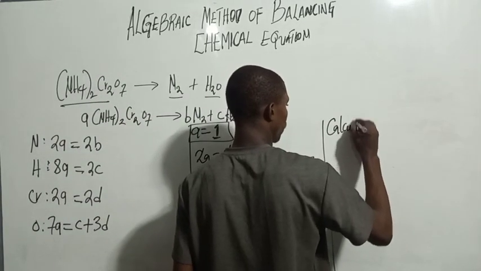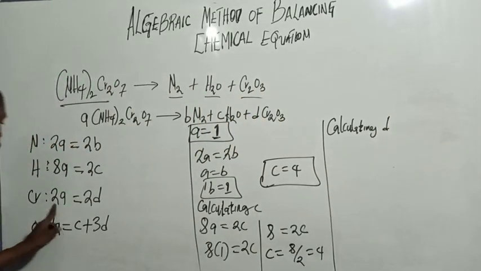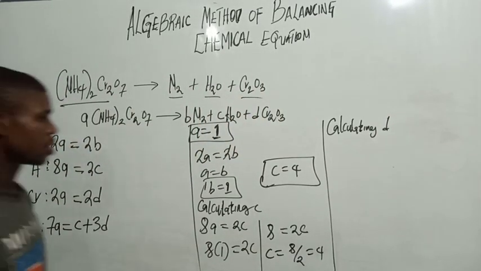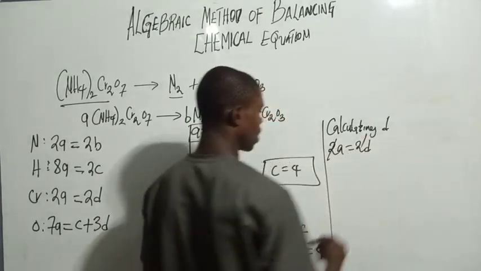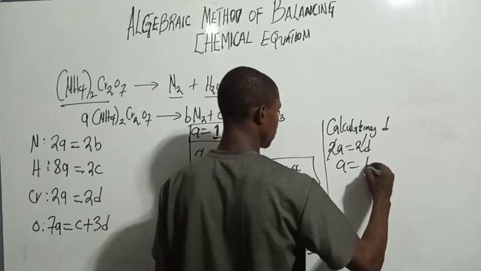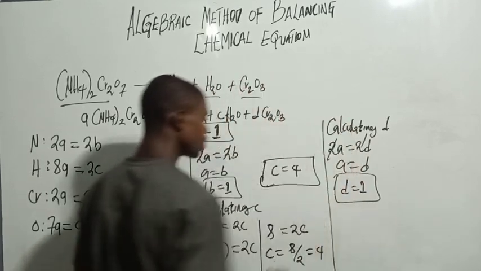Calculating D. What happened? 2A equals to 2D. 2 and 2 go out, right? A is equals to D. Then my D is going to be 1. Can you see that?